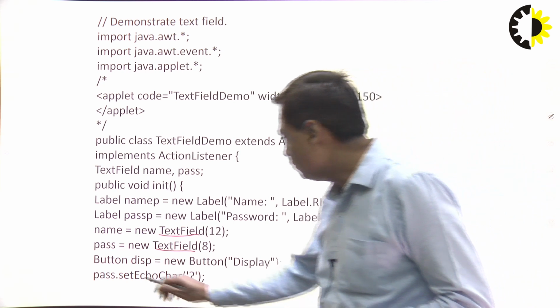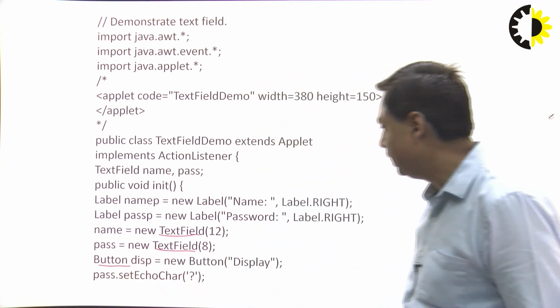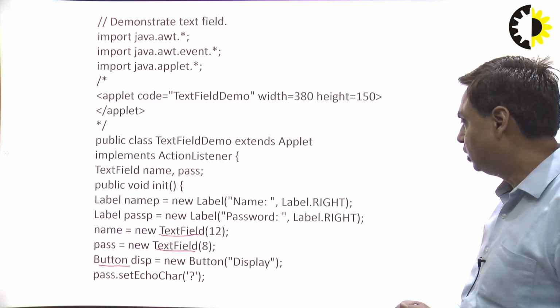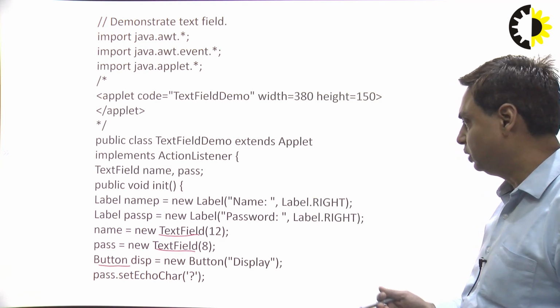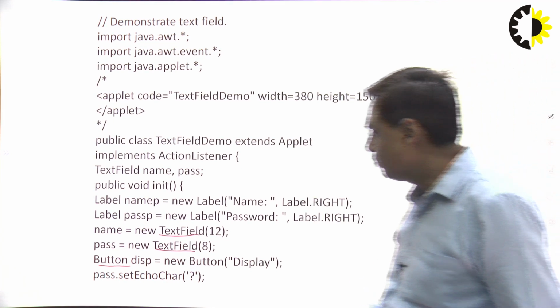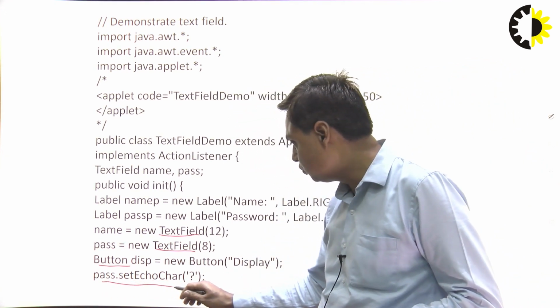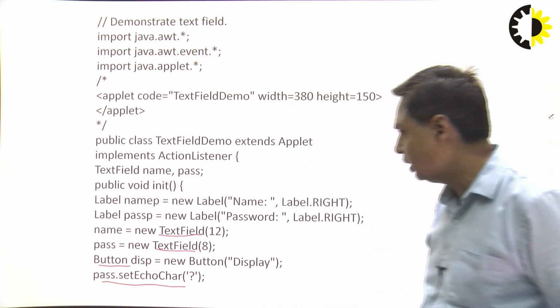And we have created one button also to display the name, or you can say the password, whatever you type. Now, very important, whatever password you type, it will not display. So we are making set echo with the help of the question mark.